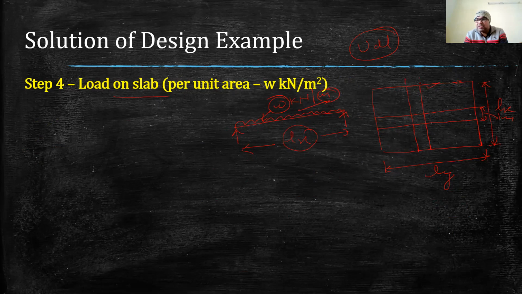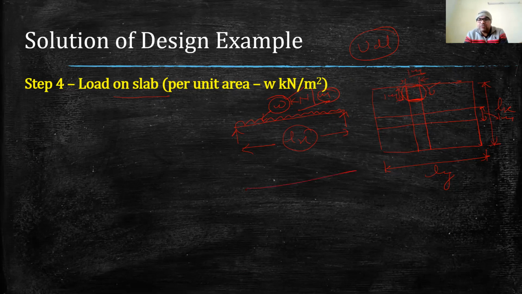We know that this is 1 meter. Now along the length in this direction, if we consider only 1 meter length, then this length will become 1 meter. So this becomes 1 meter by 1 meter unit area, and on this unit area, what is the load? That load will be represented as UDL in the slab along the Lx.